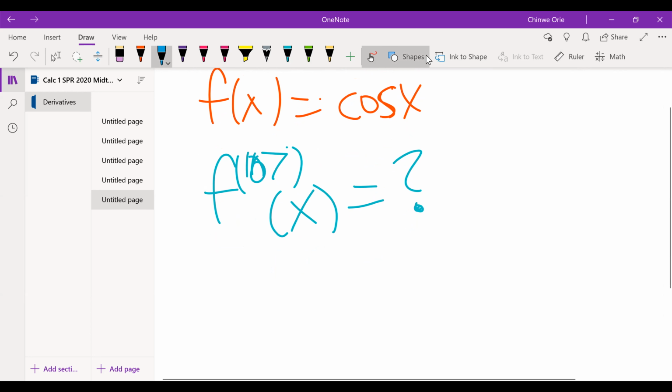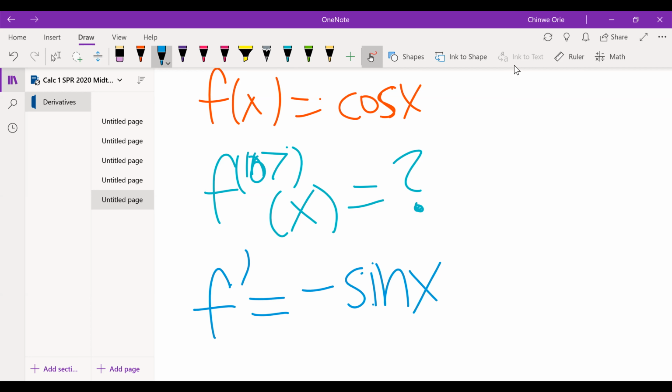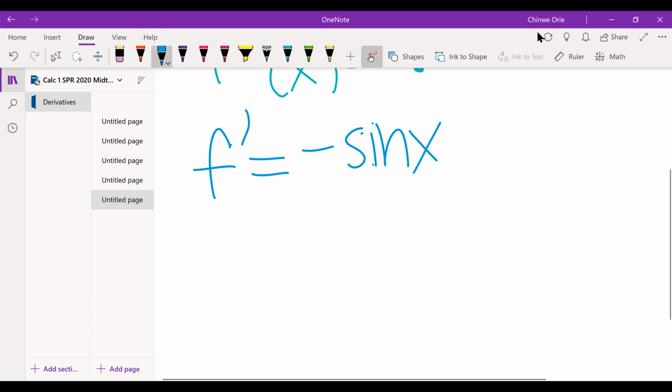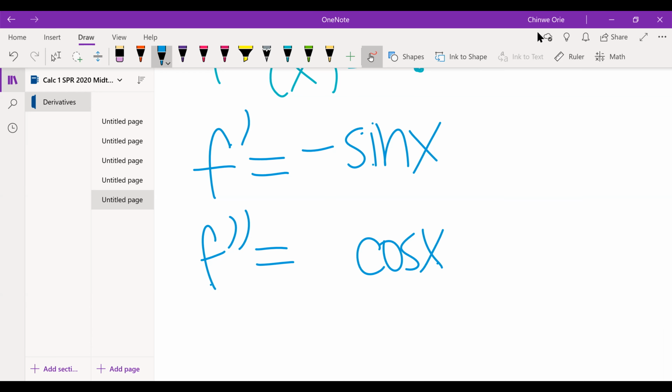So let's first do the derivative of cosine of x. What do we get from that? Let's think about the first derivative. Negative sine x. So that's negative sine x. What about the second derivative? Would it be negative cosine x? Negative cosine, right? Because it's the derivative of sine, which is cosine, then negative of that because you're doing negative sine.